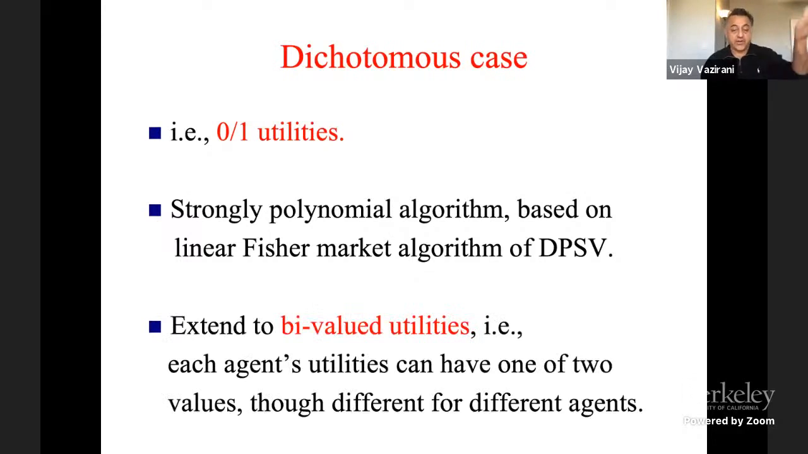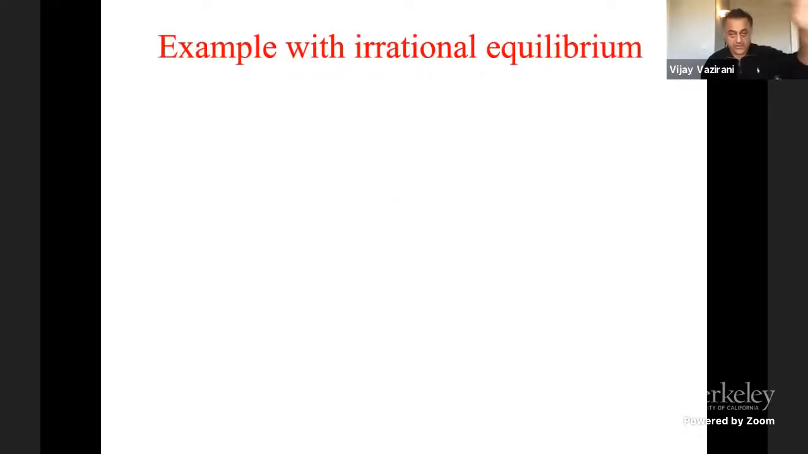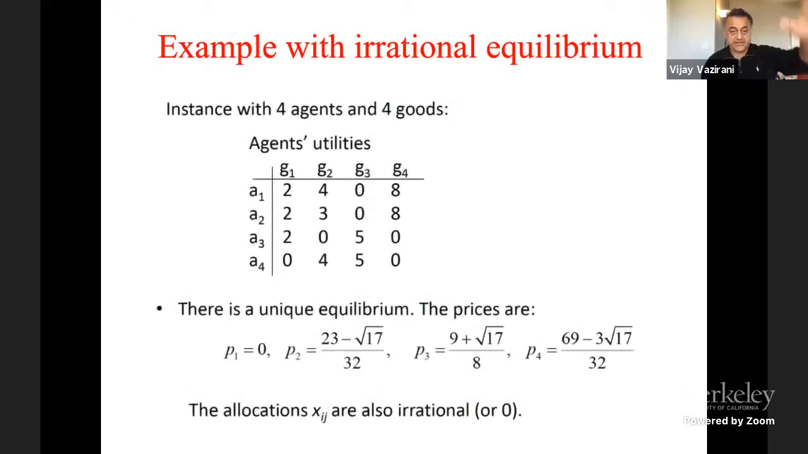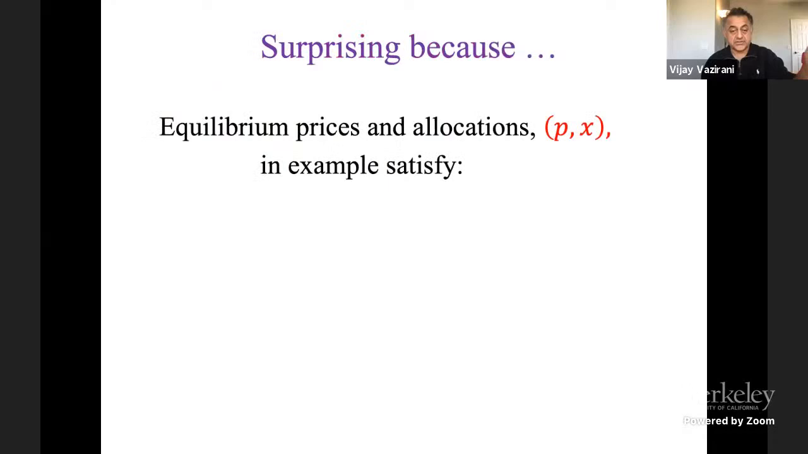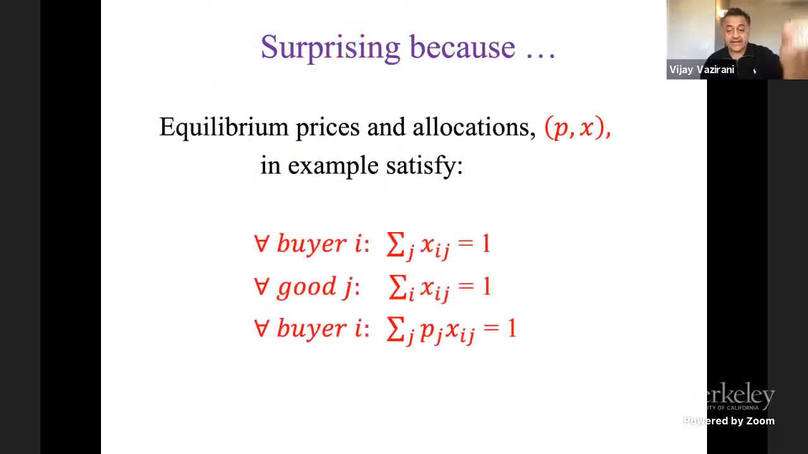So anyway, for the 0-1 case, we can give a polynomial time algorithm. And here's an example with irrational equilibria, 4 agents, 4 goods. And the amazing thing is that this example satisfies all these equations, which would tell you that it's rational, because each good and each agent spends exactly $1. How on earth are these irrationals adding up to ones everywhere?